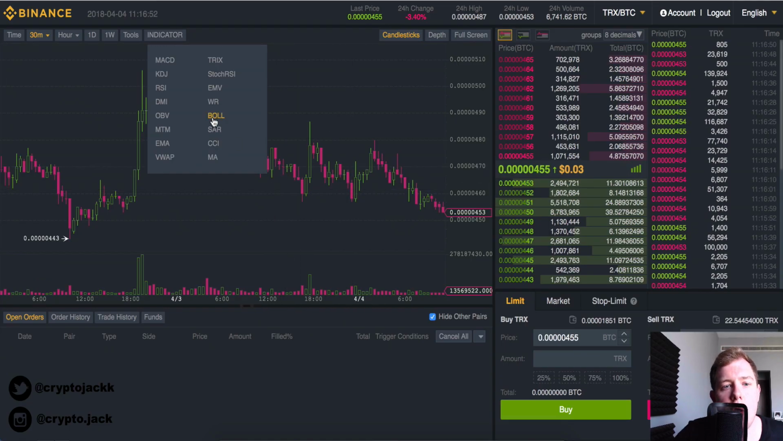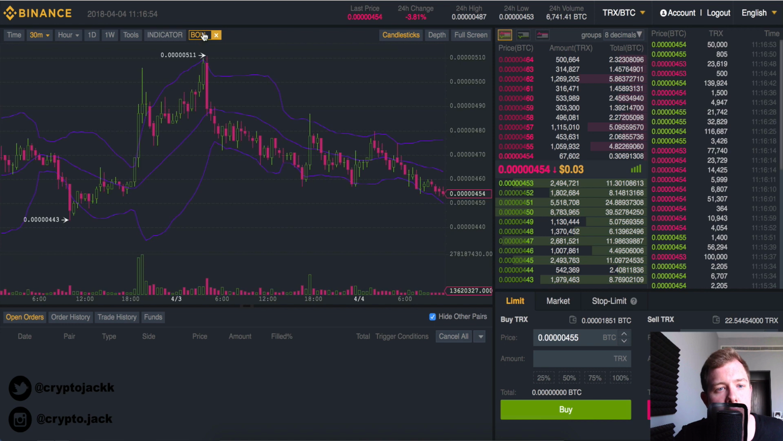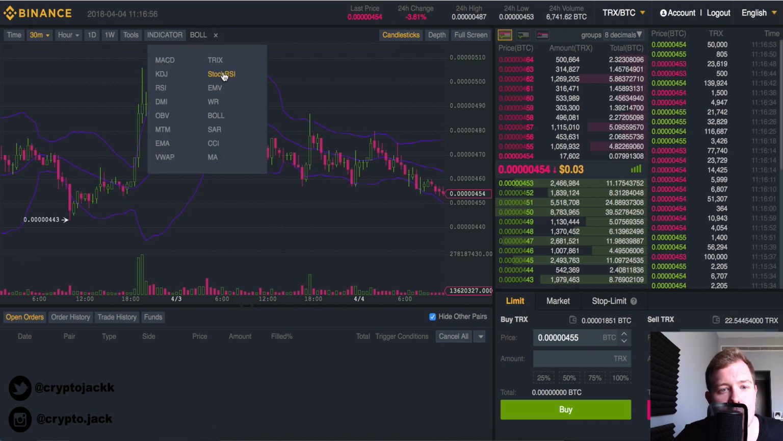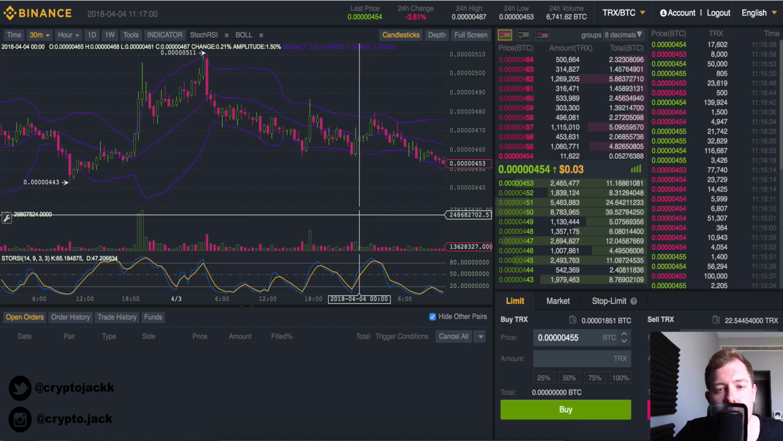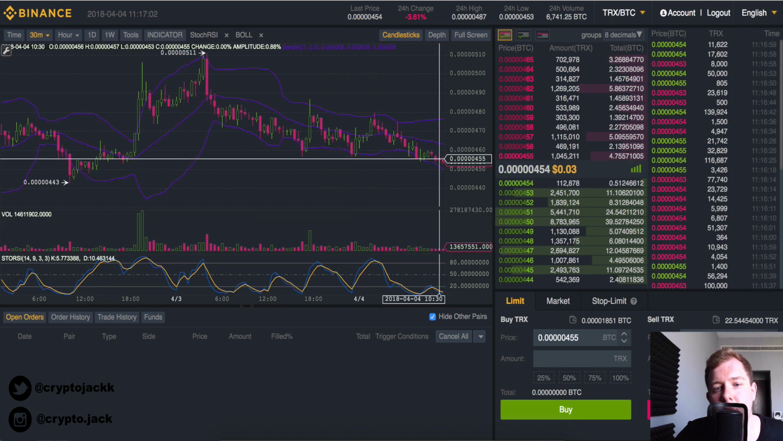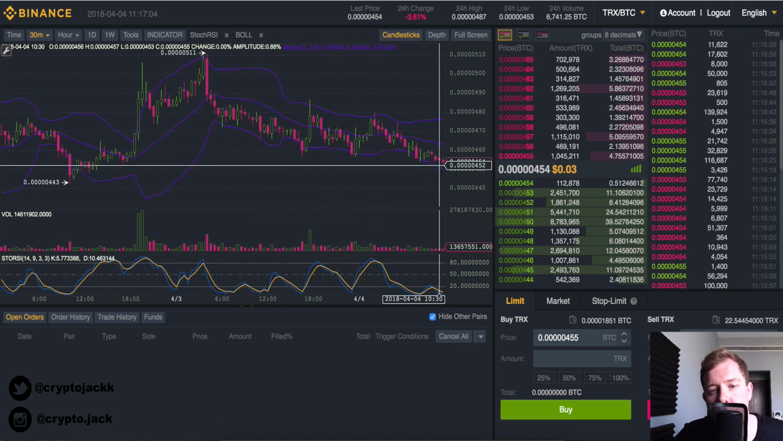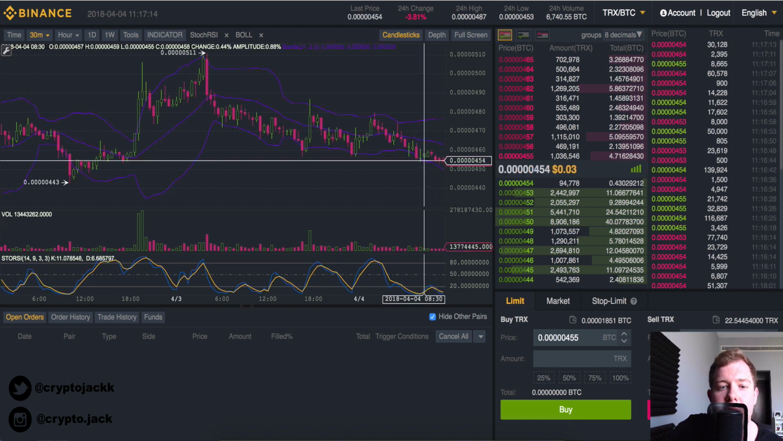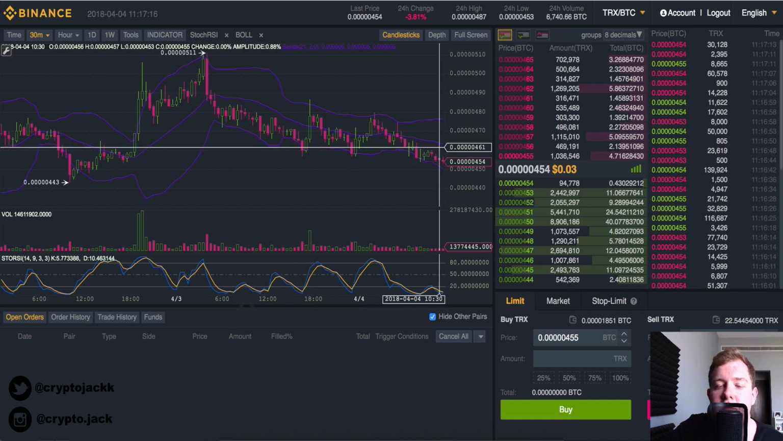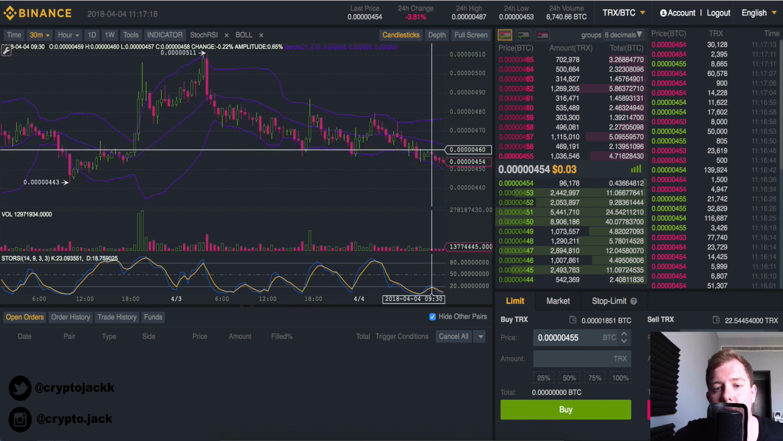So we're going to use BOL, which are Bollinger Bands, and we're also going to add the Stoch RSI. Taking a look at these metrics, the Bollinger Bands, we can see that it's hovering around the bottom Bollinger Band. One of the easier ways to trade and make profit, which a lot of beginner traders do, is just buy when it hits the bottom Bollinger Band and sell, if they want to be super safe, when it hits around the middle Bollinger Band.